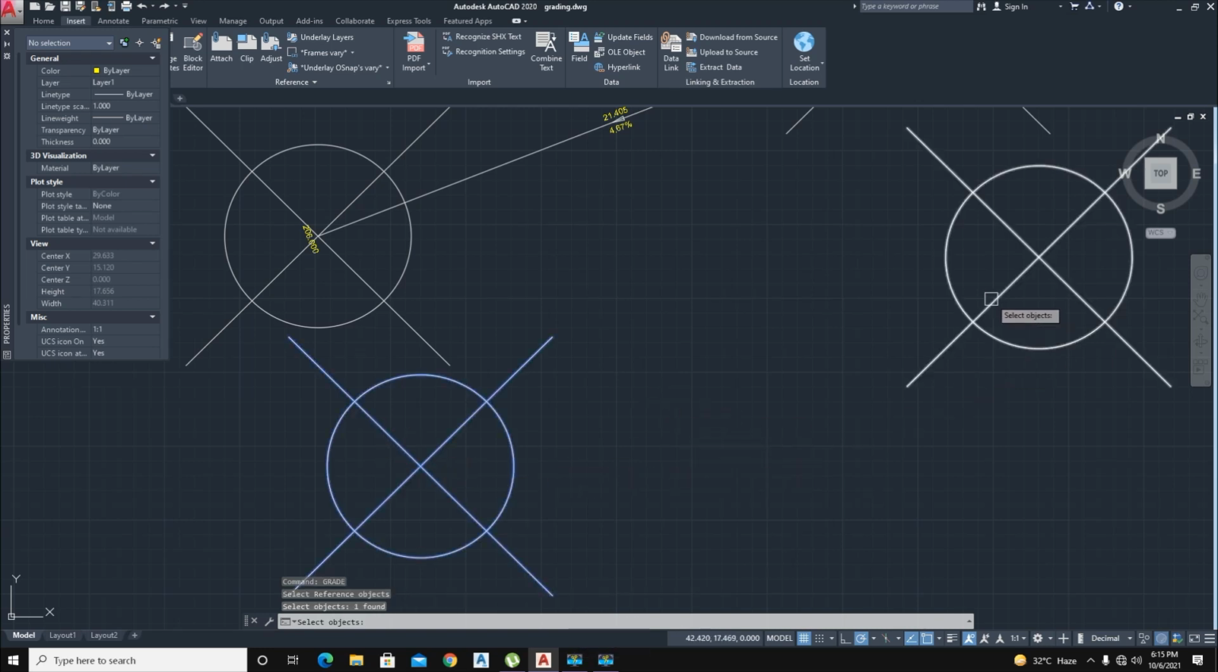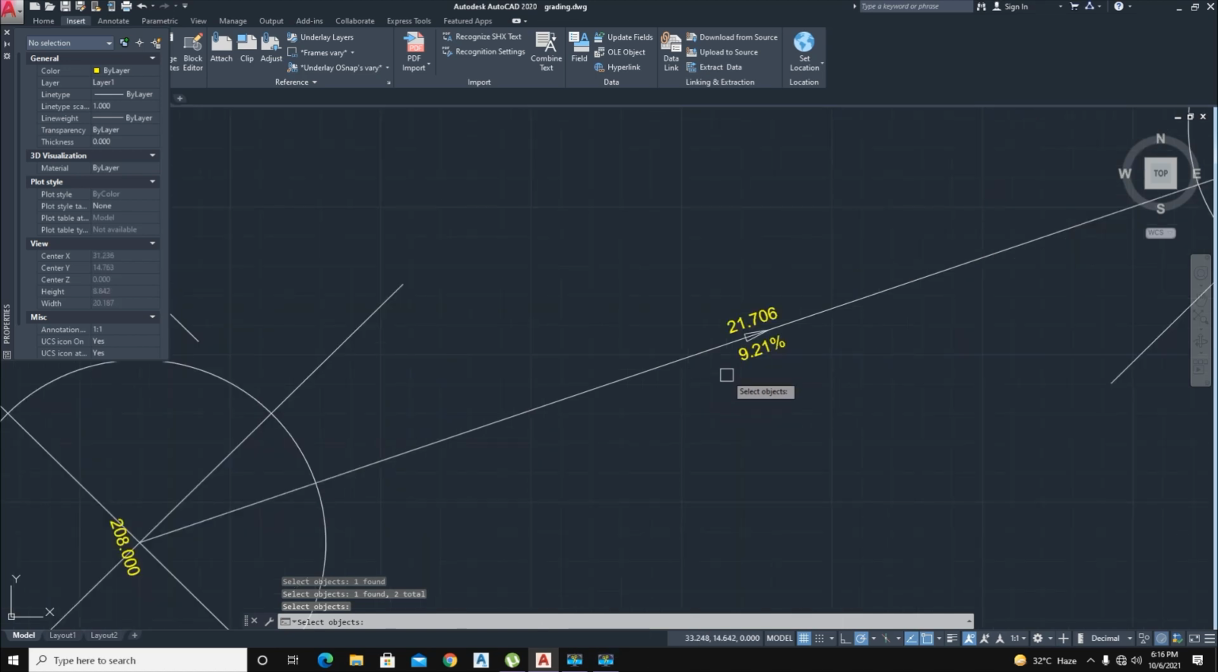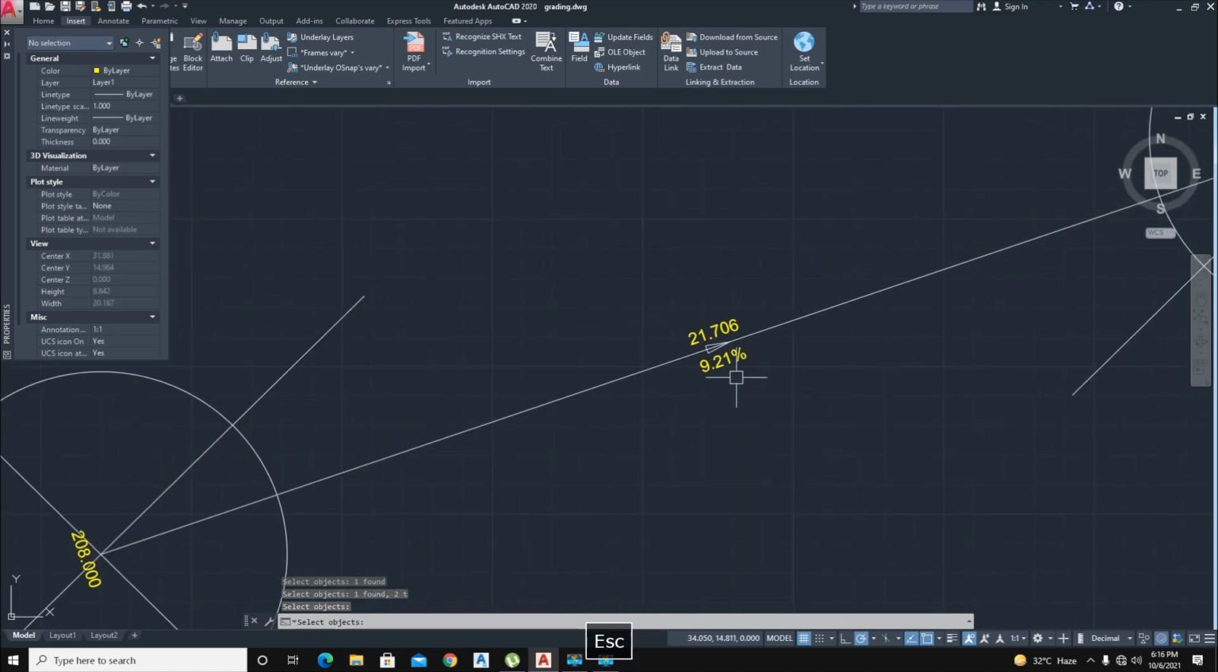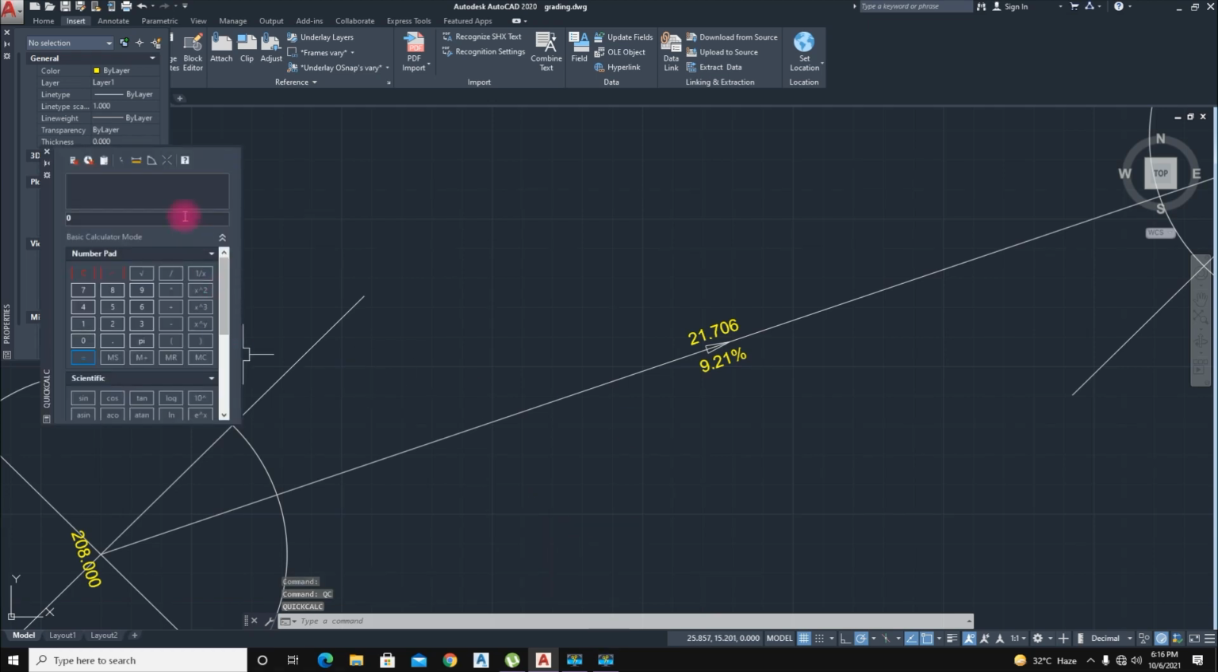If we use it manually again on the CAD calculator, we just type grade again and select the first point and second point. Here is 9.21. We just type the quick calculator command here. Here is a calculator.